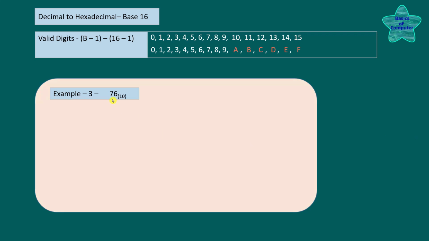Let's take one more example. This time 76 to the base 10. Try to divide. 16 fours are 64. So 76 minus 64, the remainder is 12. 4, can we continue to divide? No. Let us stop here. And we have to write the answer in this order.